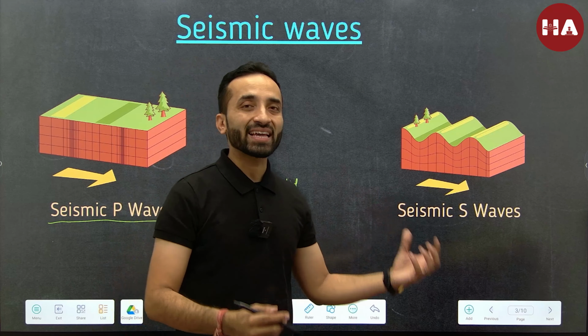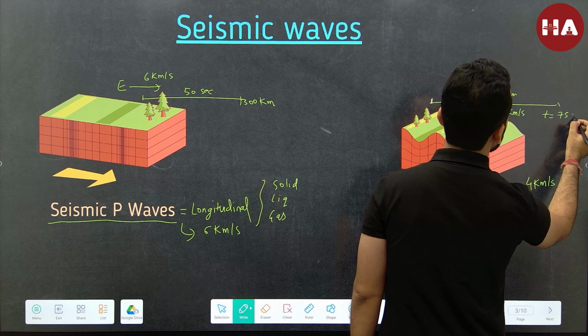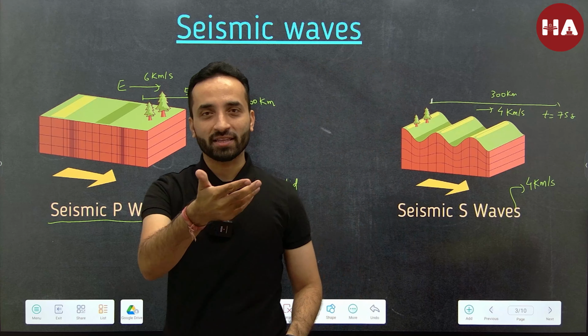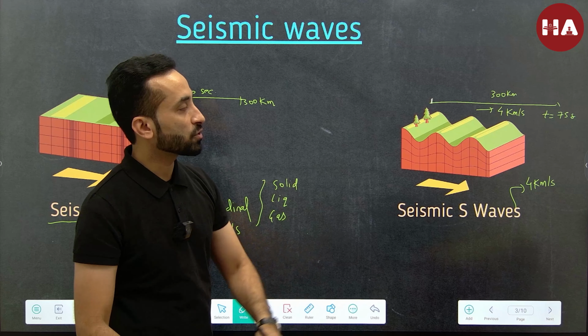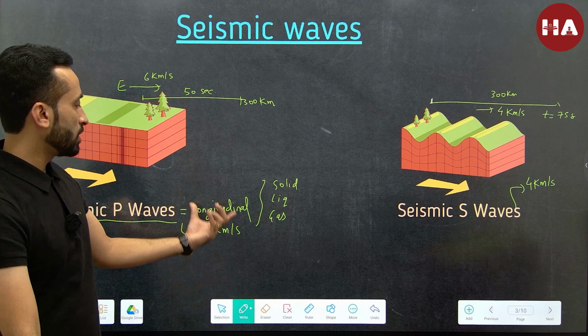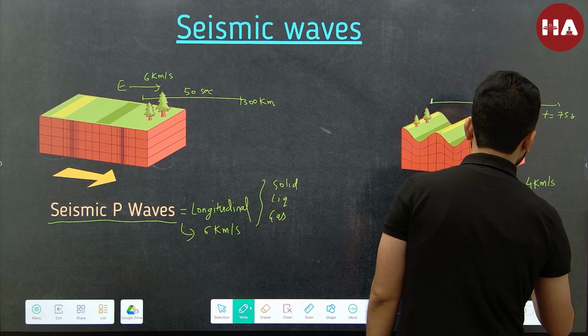What about S wave, students? Again, if you are 300 kilometers away, then divided by 4, since it's traveling with 4 km per second, it will reach you in about 75 seconds. So you will get a double shock in that sense. First you will feel the P wave, then you will feel the S wave. Longitudinal, these are transverse, students.